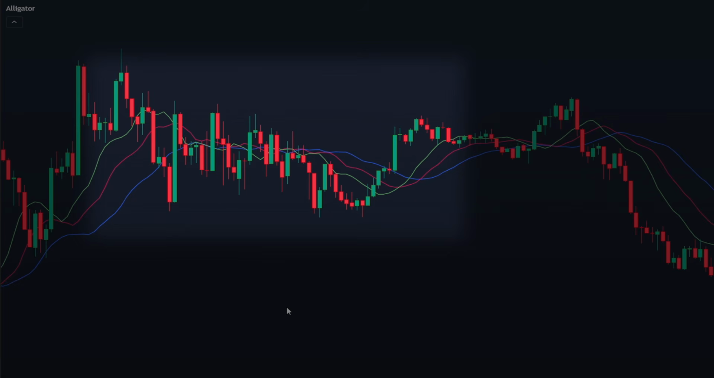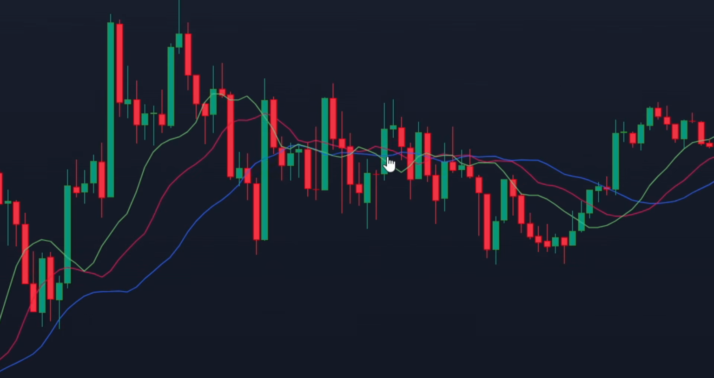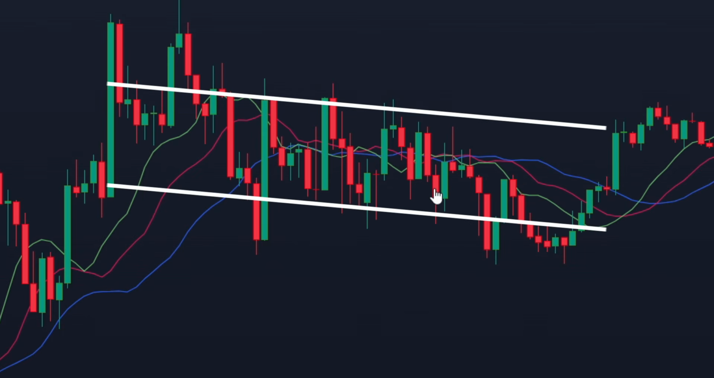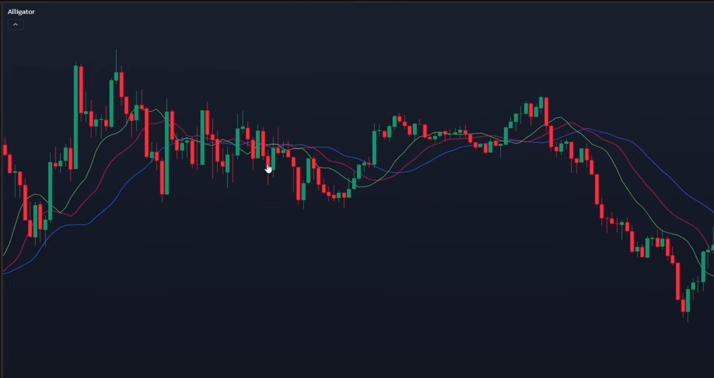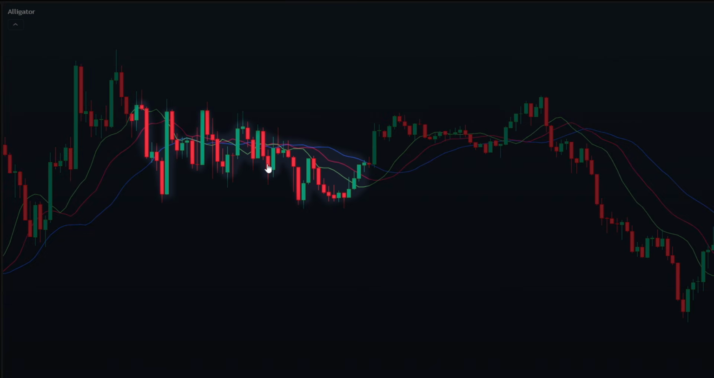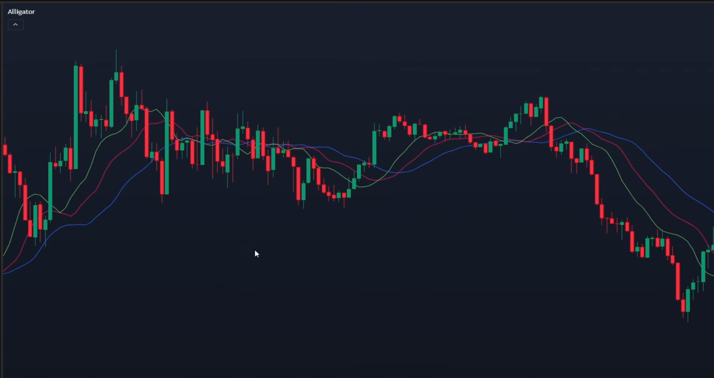When the three lines of the indicator are very close to each other and moving almost on top of one another, it means the alligator is sleeping. In trading terms, this simply means that the market is not trending and the price is moving sideways. During these phases, the market usually lacks momentum and it becomes very difficult to find reliable trading opportunities. So when the alligator is sleeping, the best thing a trader can do is simply wait. Eventually, the market begins to move again.